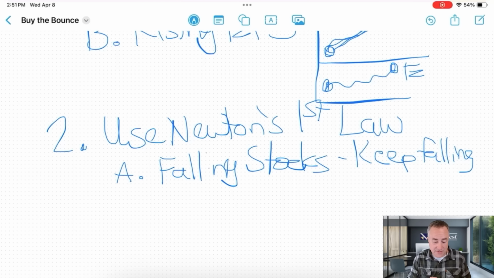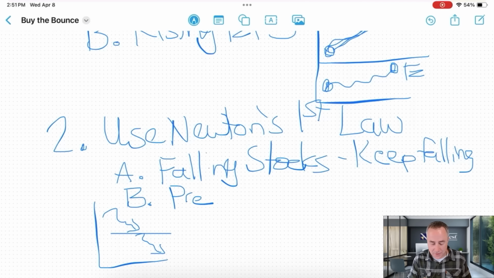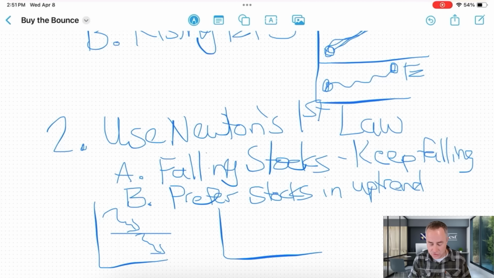So if you're visualizing that, you've got a stock that is falling. If you're thinking about buying that dip, understand that after you buy it, it tends to keep falling. A body in motion tends to stay in motion. B, prefer stocks in uptrend. Why? Because the opposite is true. A stock that's going up, after you buy it, the probability is that uptrend will continue.